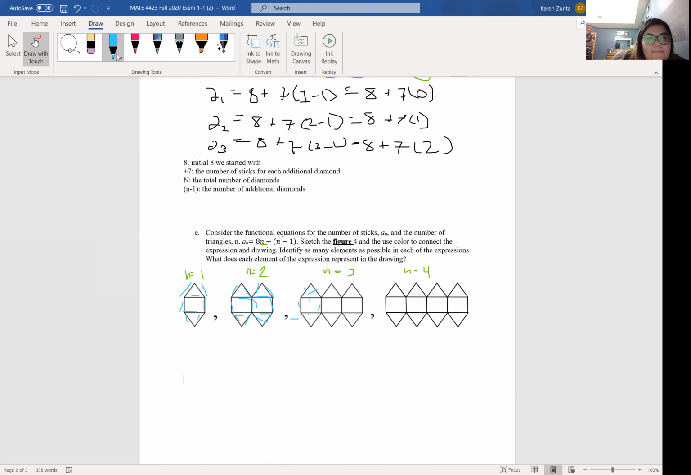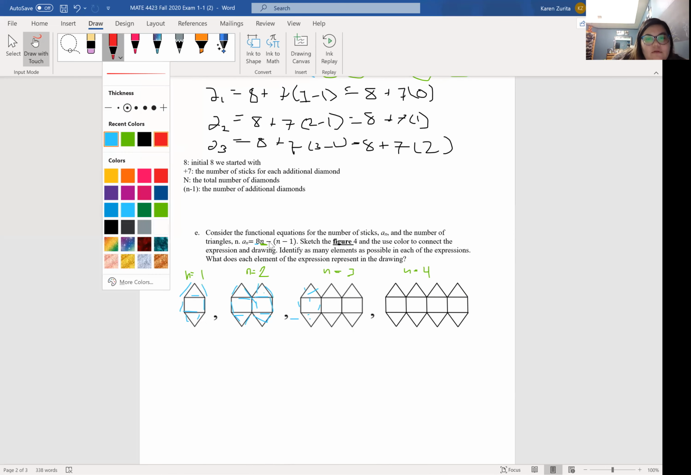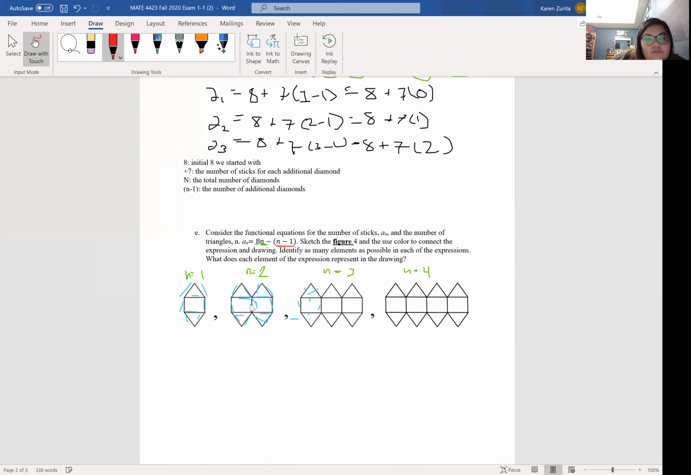But then we would have n minus 1. This n minus 1 represents the shared toothpick that each one has, when two diamonds are next to each other.